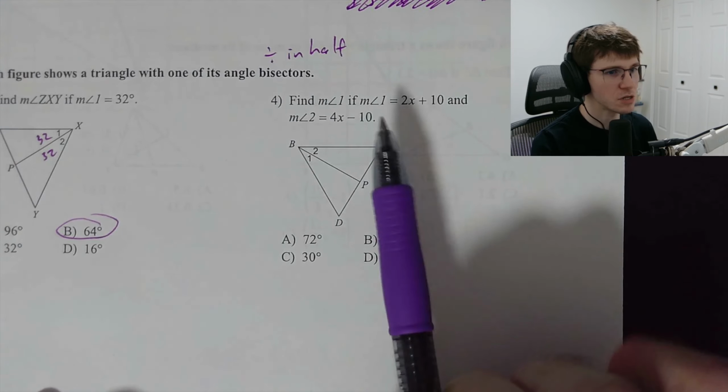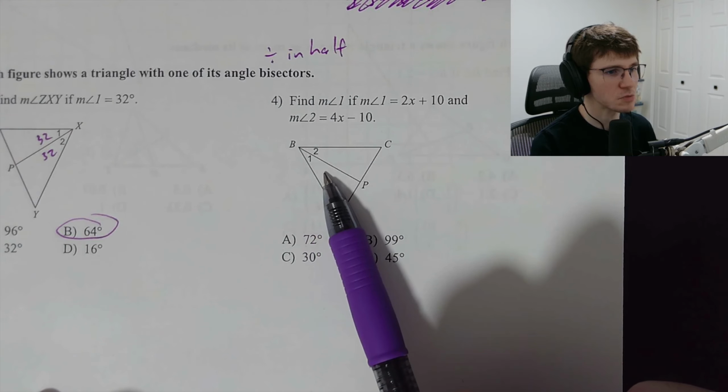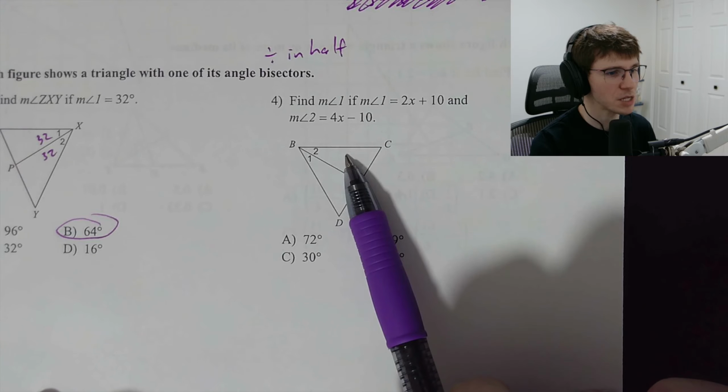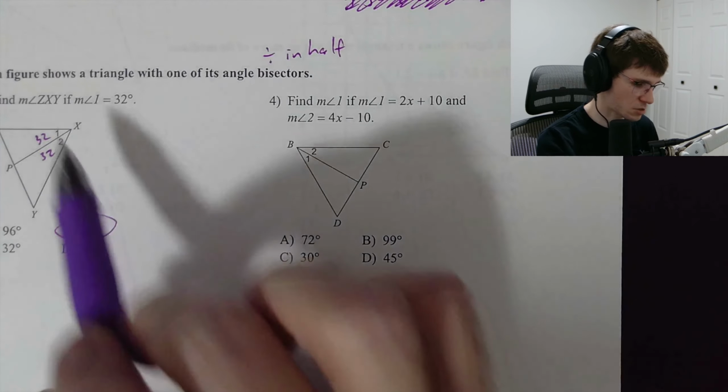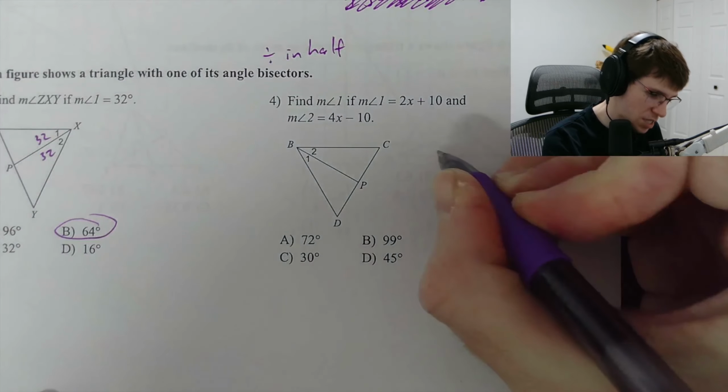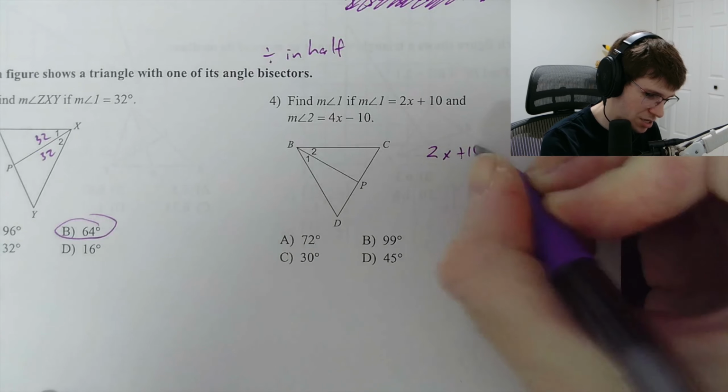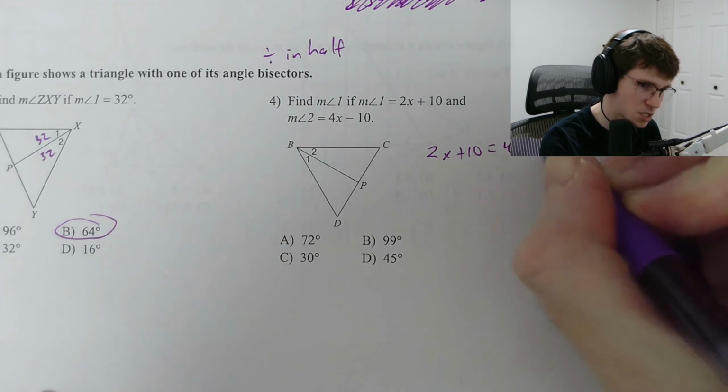On question number 4 here, it says that the measure of angle 1 is 2x plus 10, and the measure of angle 2 is 4x minus 10. These things are equal to each other because they are angle bisectors. Over here we wrote the same exact idea. 2x plus 10 is equal to 4x minus 10.